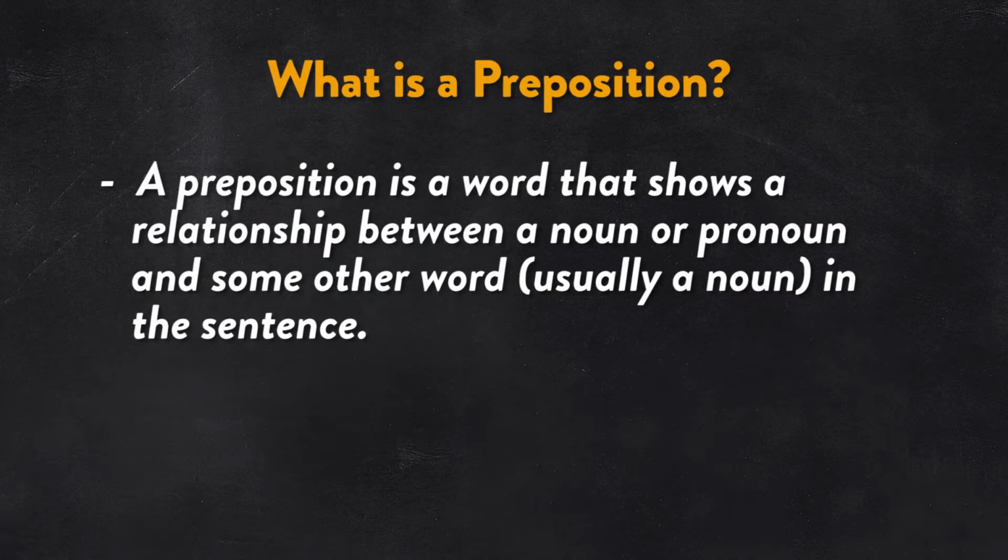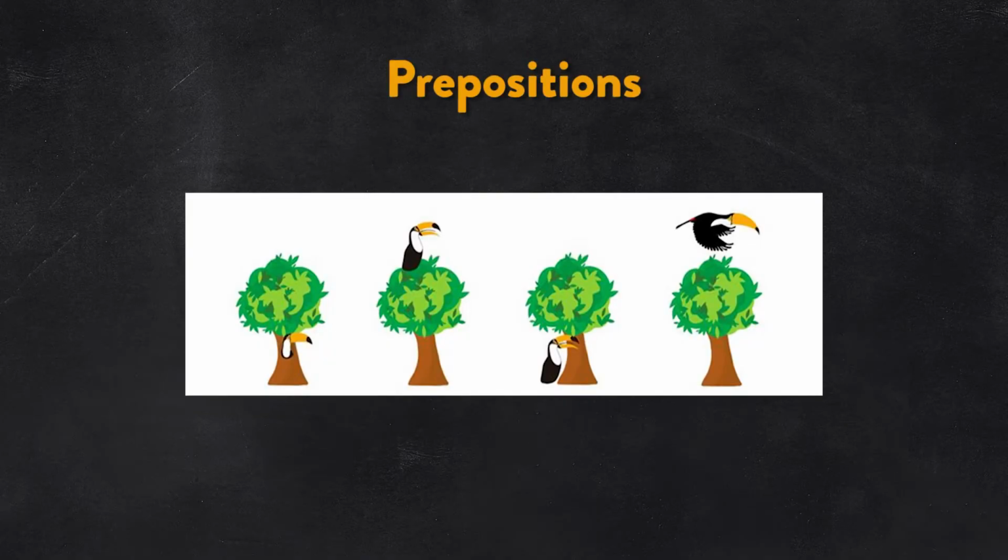Now, what is a preposition? A preposition is a word that shows a relationship between a noun or pronoun and some other word, usually a noun, in the sentence. Now, look at these pictures and let's figure it out a little more. In these pictures, we will be referring to a bird. The bird is a toucan.